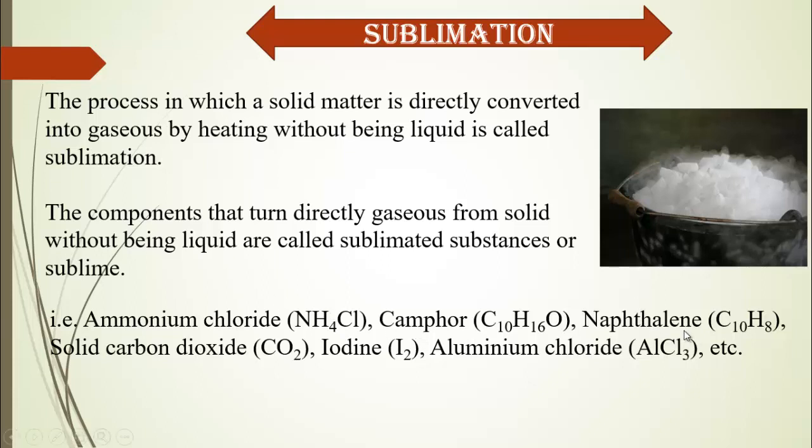Because at normal temperature this solid naphthalene directly converts into gaseous state. For this it converts into gaseous state and vanishes. In this way naphthalene gradually vanishes if we keep it in open air. So here we have shown no liquid state. So this is what sublimes, and this process is known as the sublimation process.